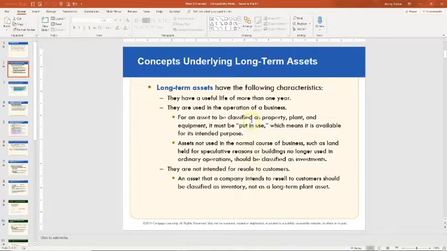And for an asset to be classified as property, plant, and equipment, it has to be put into use for its intended purpose, which is to help you make money, to help you build inventory, to help make the product that you want to sell or the service you want to sell.